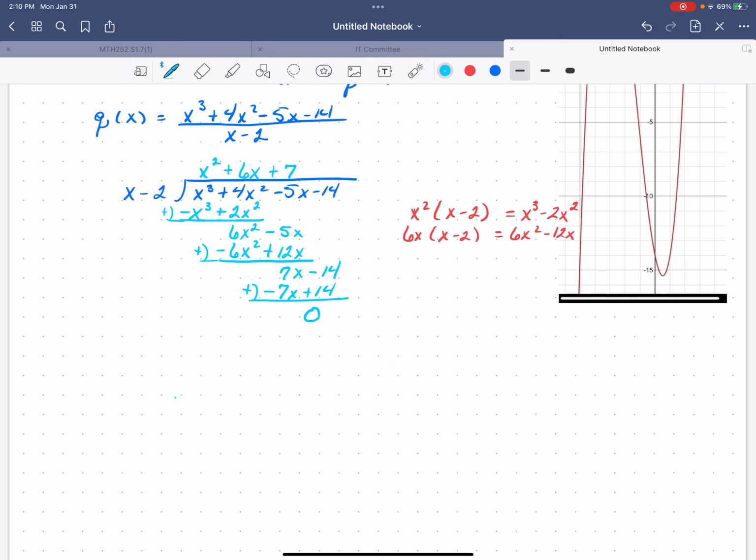Now this remainder of 0 is important. This is the remainder of my division. And a remainder of 0 indicates that the divisor, what we are dividing by, is a factor of what we are dividing into, or the dividend.